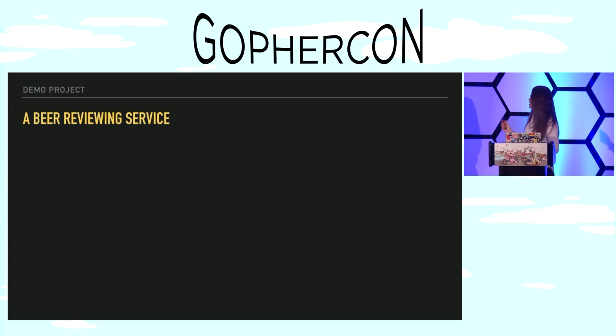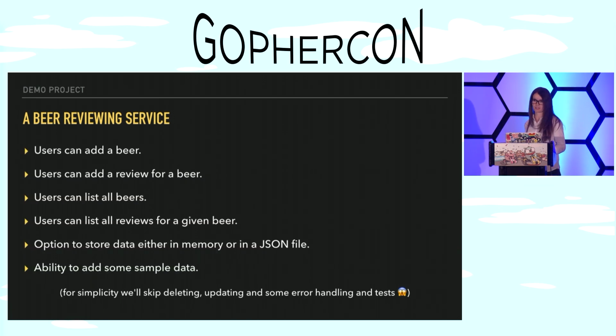So imagine I gave you this spec for a beer reviewing service. And this, by the way, has totally nothing to do with what was on my mind when I was writing the talk. Nothing at all. So I want your app to let users add a beer. I want users to be able to add a review for a beer. And I want users to be able to list all the beers and list all the reviews for a given beer. And for simplicity, we'll skip updating, deleting, and so on and so forth. So it's not a full-blown API. It's just a simple example.